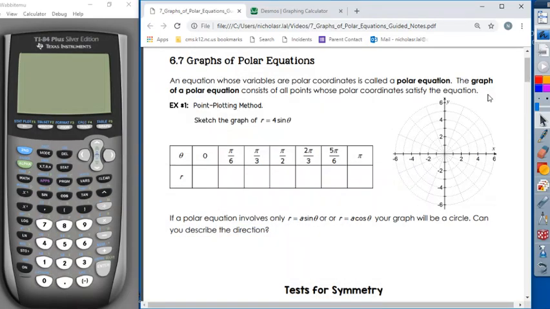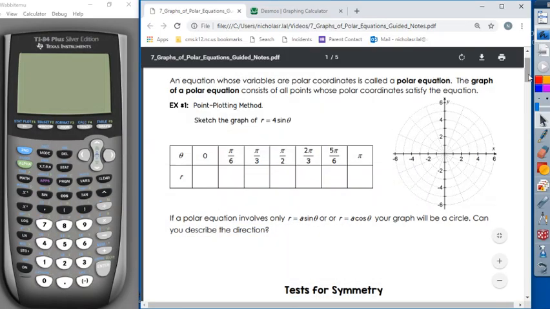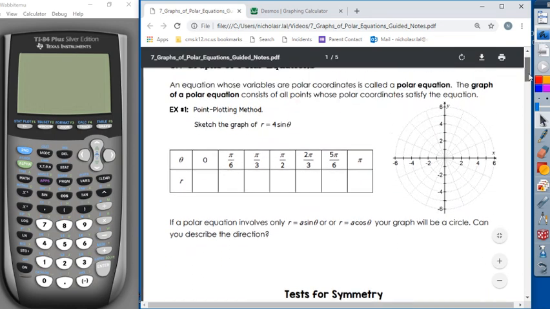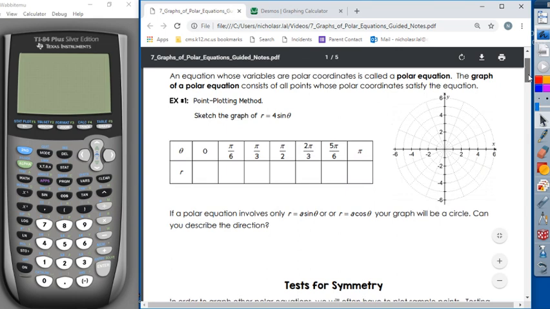Hello pre-calc students. Today we're doing graphs of polar equations. So equations whose variables are polar coordinates is called a polar equation. The graph of a polar equation consists of all points whose polar coordinates satisfy the equation. So example 1, we're going to do the point plotting method.